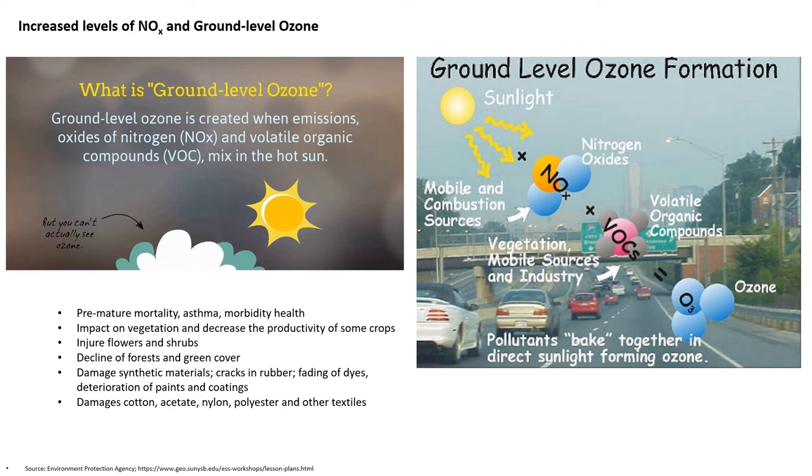The ground level ozone has serious impact on human health as it causes premature mortality, asthma and morbidity. It has a negative impact on vegetation and decreases the productivity of some crops. It injures flowers and shrubs. It is the cause of decline of forests and green covers in many areas. It also causes damage to synthetic materials, cracks in rubbers, fading of dyes, and deterioration of paints and coatings on the building surfaces. It also causes damage to cotton, acetate, nylon, polyester, and other synthetic textiles.